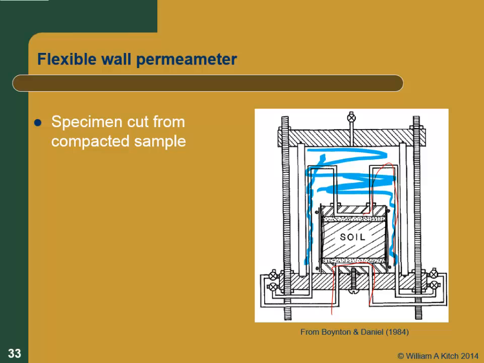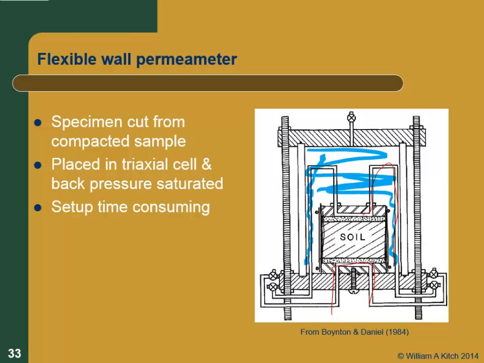The samples can be undisturbed samples from the field. They can be recompacted samples. You can use any kind of sample you want. Obviously, if it's a coarse grain soil, you've got to worry about the coarse grains. How are you going to get a representative coarse grain soil? You can back pressure saturate it. You can ensure that you get a saturated hydraulic conductivity.